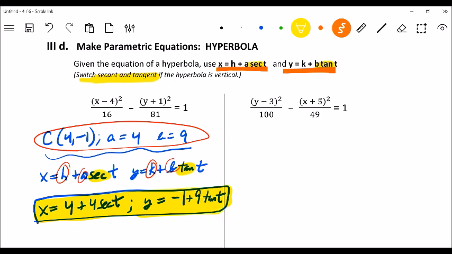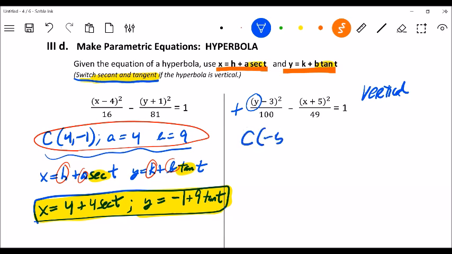Do the last one. Notice right now that because the y squared is positive, that makes this vertical. So this one's vertical. So that means we will switch secant and tangent. First, let's get the information we need. The center is negative 5 and positive 3. A is 10, square root of the 100. B is 7, the square root of the 49.